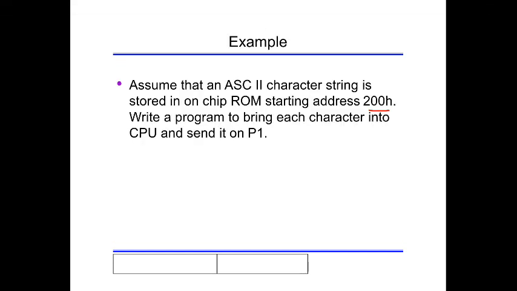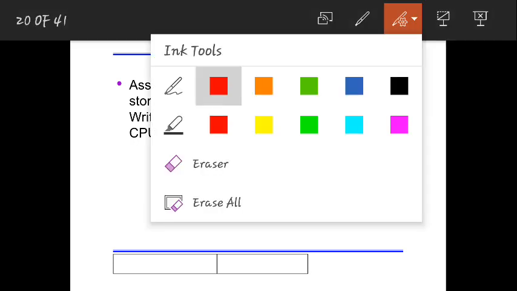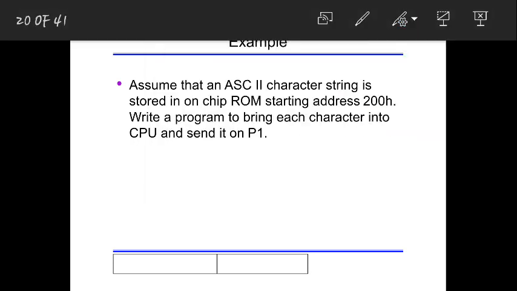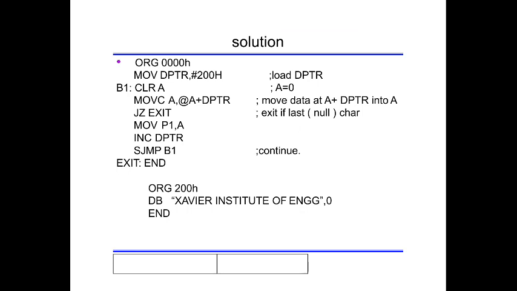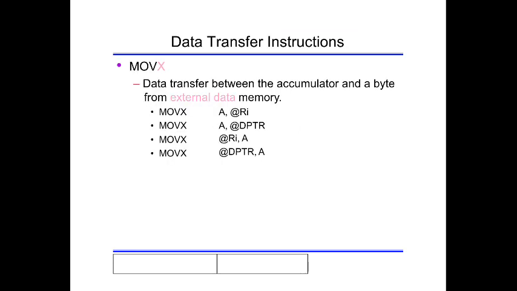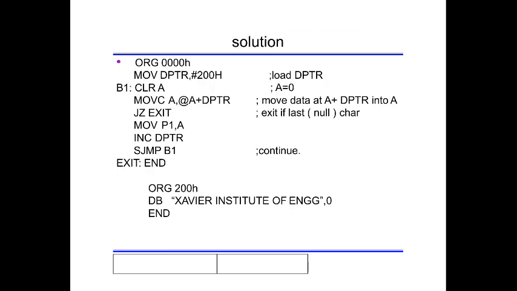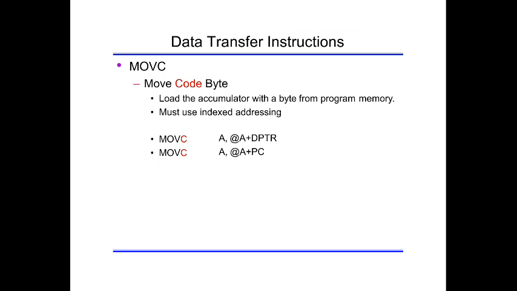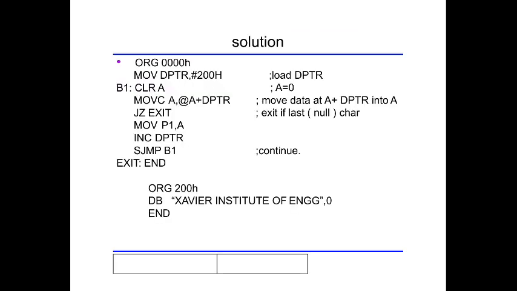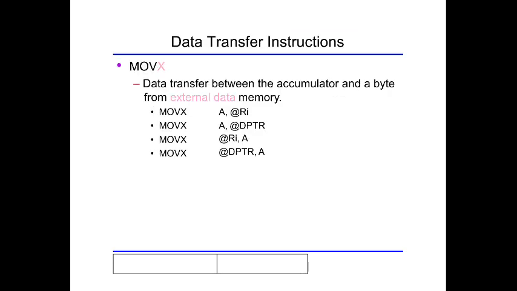So this is the problem you have seen. Next, that was for MOVC. We have seen one example for indexed addressing mode. Now this is MOVX. So MOVX is for external data memory. MOVC is for code. See, this was for code, program memory. So this is for data memory.